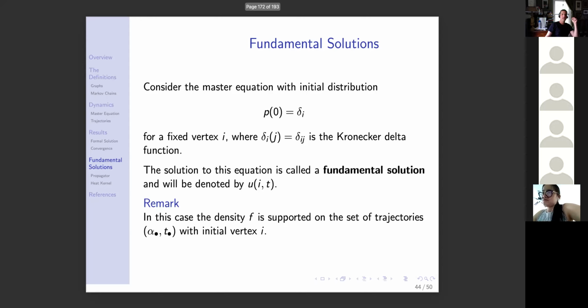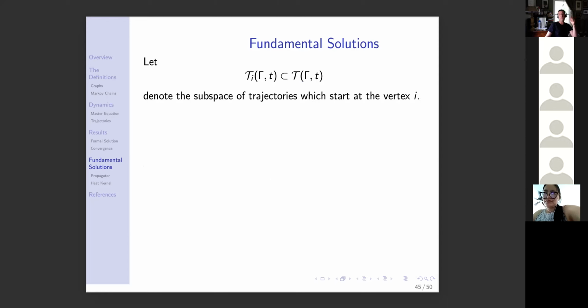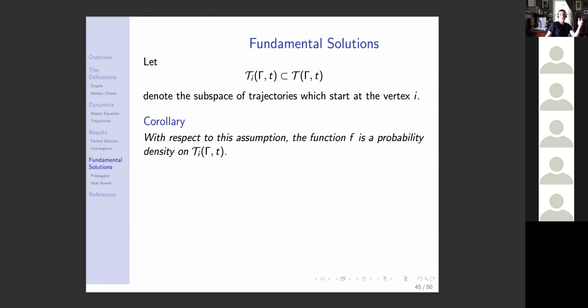Okay. In this case, the density f, because the initial distribution starts at vertex I and you're not starting anywhere else, is supported on the set of trajectories with initial vertex I. You don't have to look at the set of trajectories starting anywhere else, right? So we look at just the trajectories that start with initial vertex I. The density function f was originally defined on the larger set of trajectories starting anywhere. But now it suffices to consider the density on trajectories which start at vertex I. And the corollary to the theorem is that with respect to this assumption, the function is a probability density on that. This is trivial, it just follows.